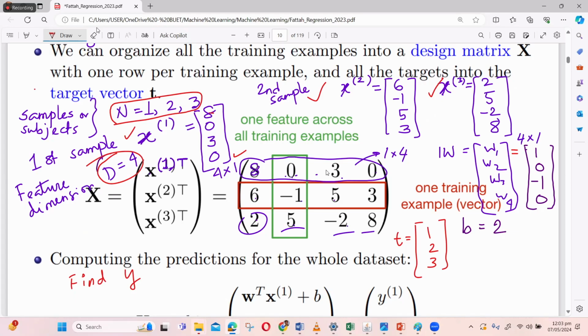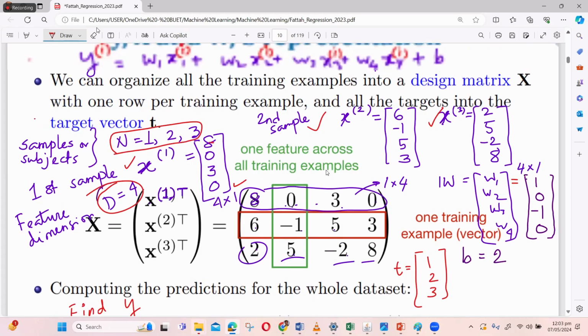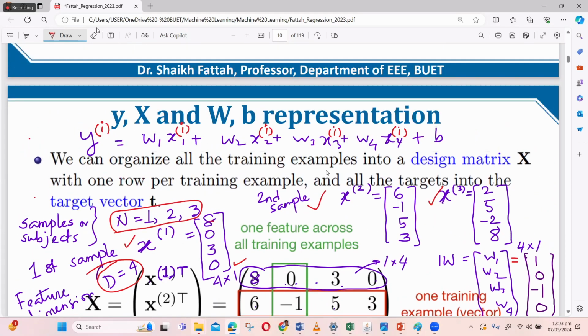So what actually you are supposed to find out? This one, y equal to, the first prediction becomes 1. What is W2? It is 0. What is X11? You can see X11 is 8. So easily you can write this and find out.